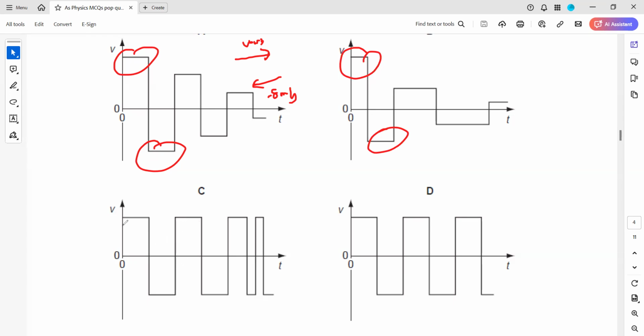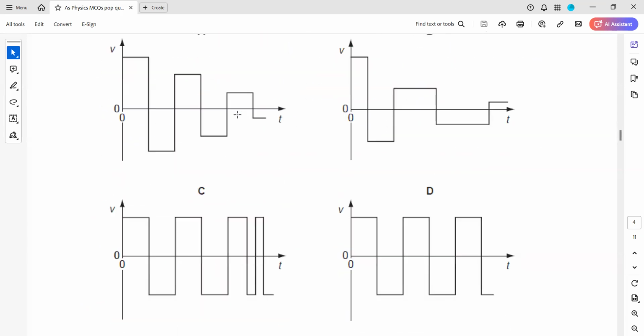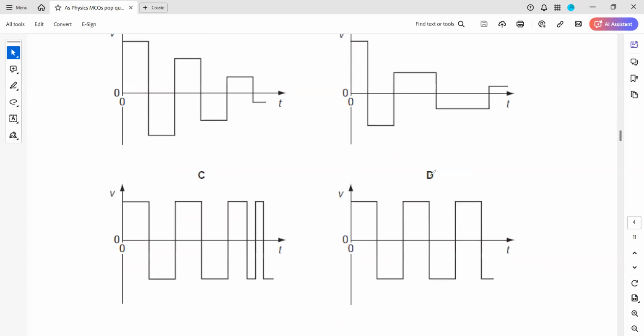Why is C wrong, even though C shows an equal amount of speed, 10 meters per second and minus 10 meters per second? But why is C not correct? Because it shows that it takes different times to move from one end to the other, which is wrong, because if the speed is not changing, if the glider takes, say, 5 seconds to move from left to right, it will also take 5 seconds to move from right to left. So the time interval will be the same as well. So we are left with option D as the correct answer. Is it clear?